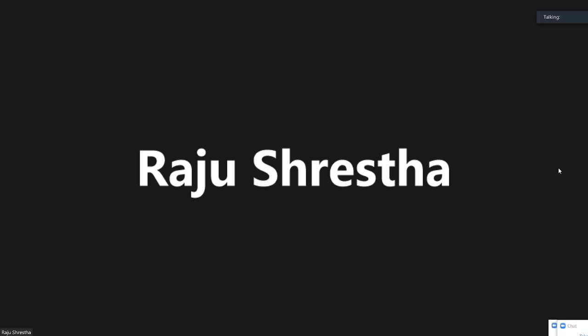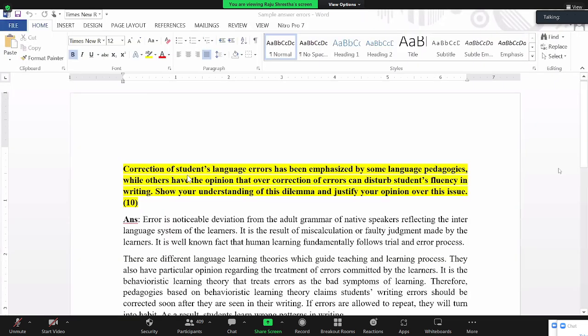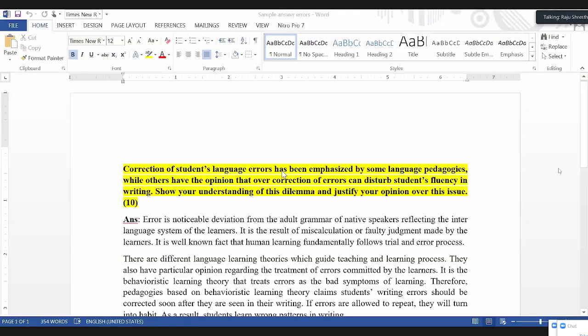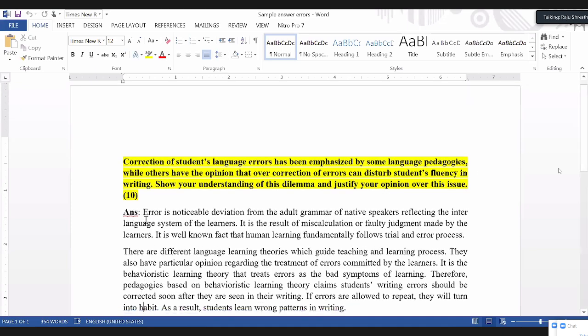This is about question number 3. Correction of students' language errors has been emphasized by some pedagogies, while others have the opinion that overcorrection of errors can disturb students' fluency in writing. Show your understanding of this dilemma and justify your opinions over this issue. This is just a sample. You also have an idea about error correction techniques, what is error, and why do we need to correct error. This kind of idea you have, but here this is just a sample answer.